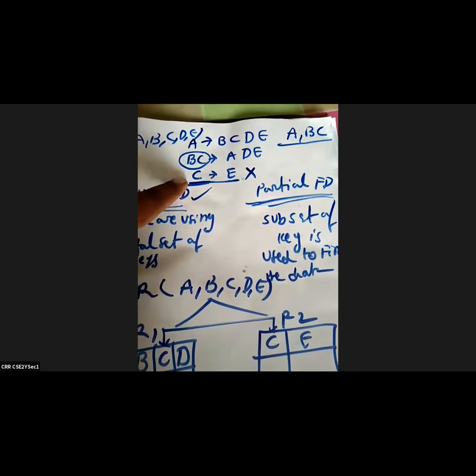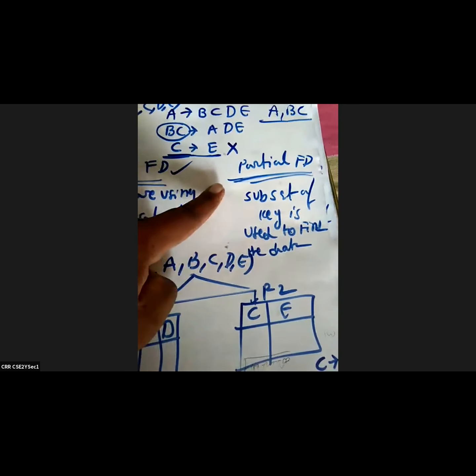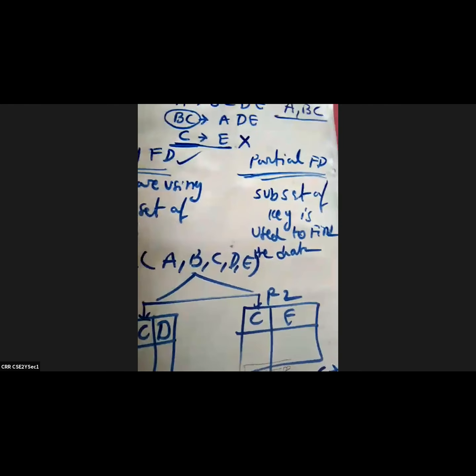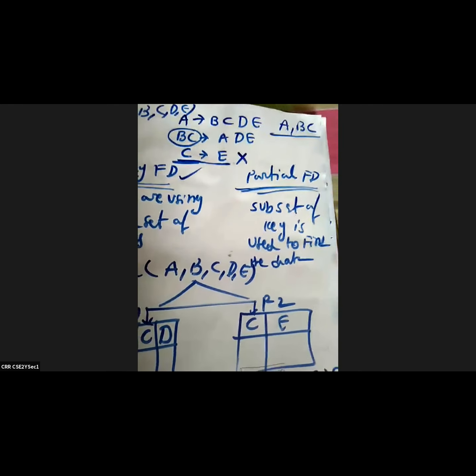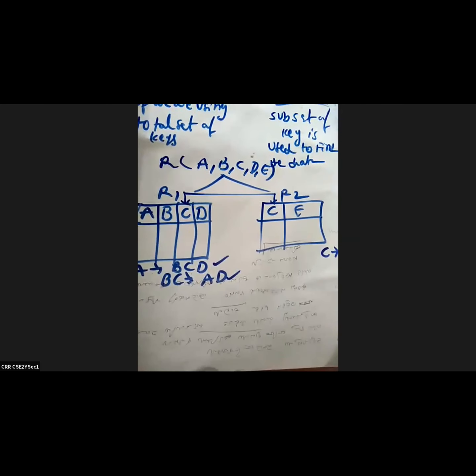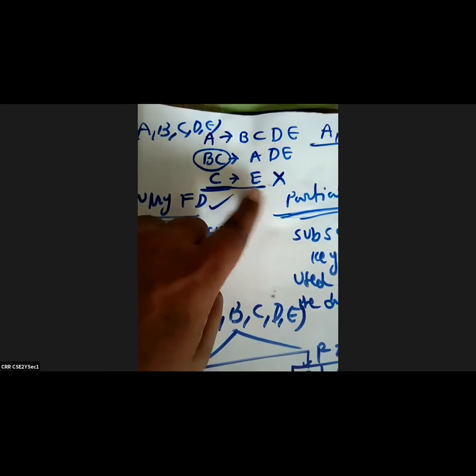Why? Because here BC is the key. Now we are using part of the key. If you are using a subset of the key to find out the data, the type of dependency is partial functional dependency. The main intention of second normal form is eliminating the partial functional dependencies. So then we can divide this table into two tables. That is, R of ABCDE can be divided into two tables. Where is the problem occurring? Here. So that will be divided into one table, that is CE. Now the remaining attributes are treated as another table.